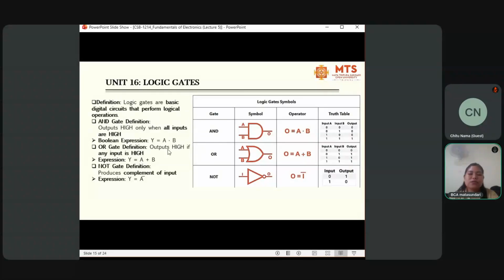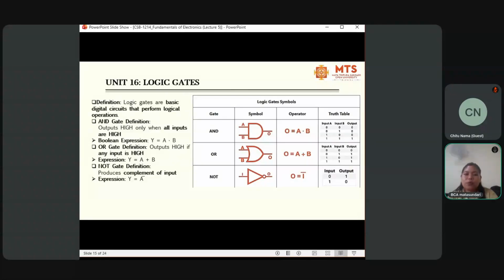OR gate definition, output high if any input is high. If any input is high, then output will be high in OR gate. Like expression plus, addition, na? OR is addition. So here 0, 0 will be 0, 0, 1 will be 1, 1, 0 will be 1 and 1, 1 will be 1. This is OR gate.